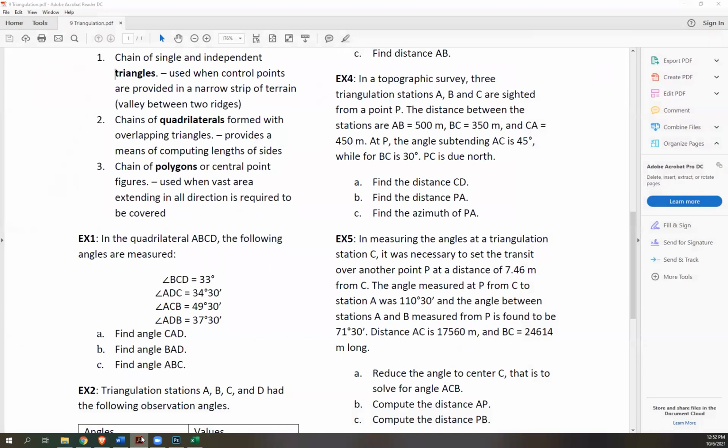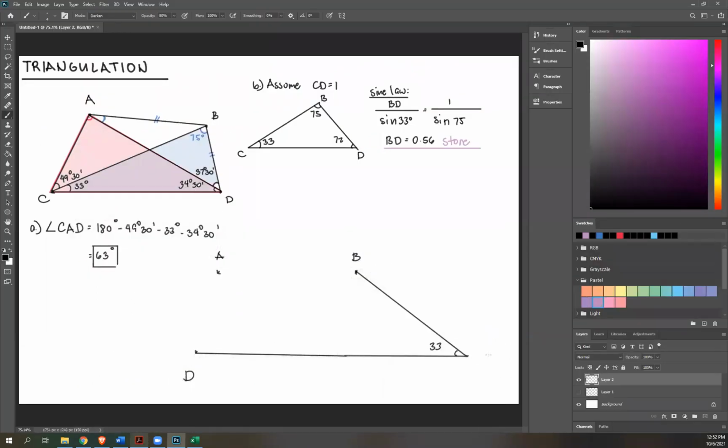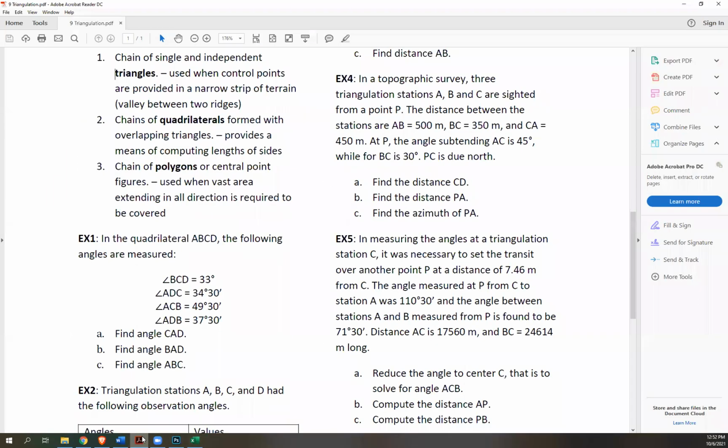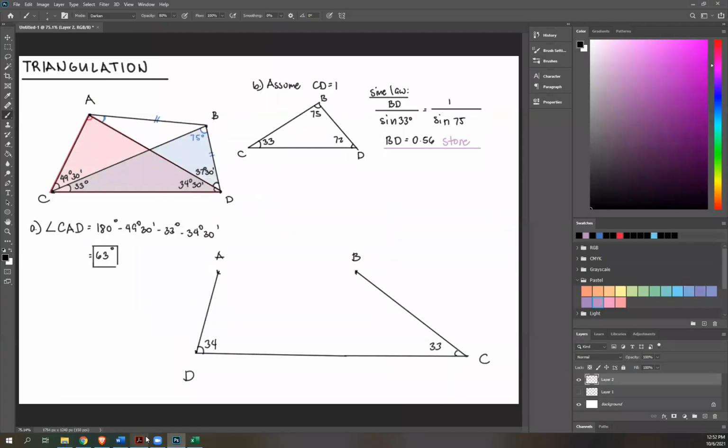So ABC is 34. ACB is 49. Okay, so this is where the problem arises. By drawing, this angle should be greater than this angle, but by value, it doesn't hold true. So there's a conflict. That's why I can't draw it this way.